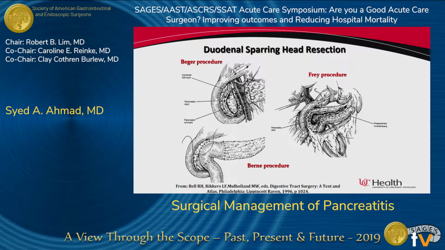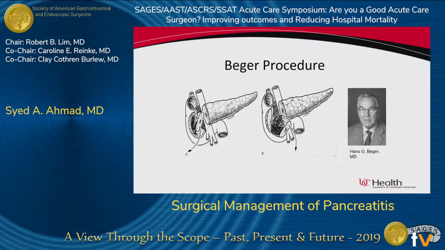Now, in North America, there's a group of operations that are termed duodenal sparing head resection, including the Beger procedure, the Bern modification of the Beger procedure, and the Frey procedure. So the Beger procedure, described by Hans Beger, a German surgeon, really removes the head of the pancreas without removing a rim of pancreas along the C loop of the duodenum.